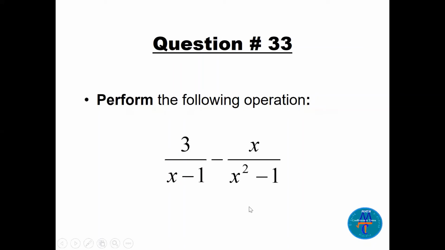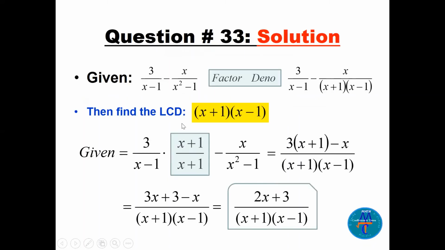Now, you factor here, leave x minus 1 in brackets. Here, x minus 1, x plus 1. You need the LCD for sure. The LCD will be x plus 1, x minus 1. See, the last one here we have x squared minus 1, which is x plus 1, x minus 1. Here we have a missing x plus 1, so I multiply up and down by x plus 1.